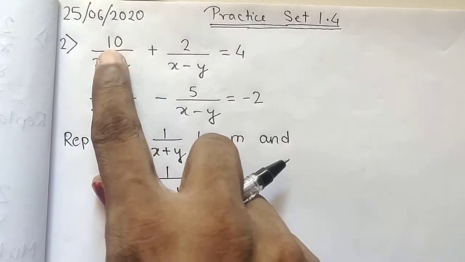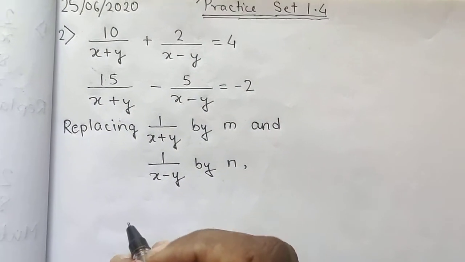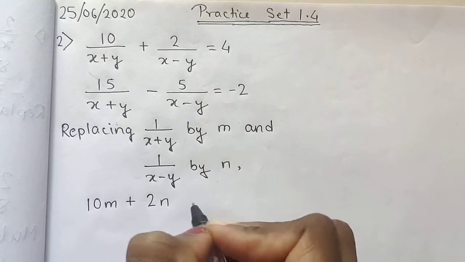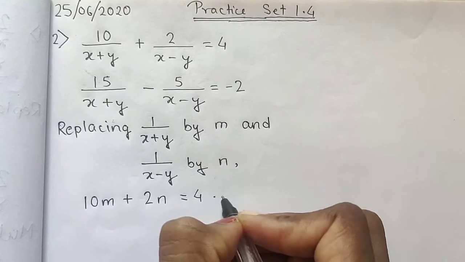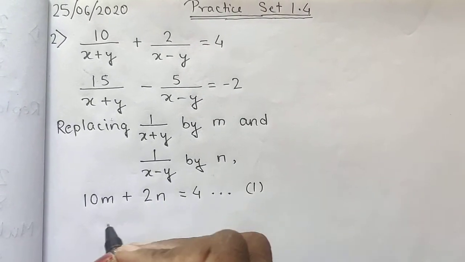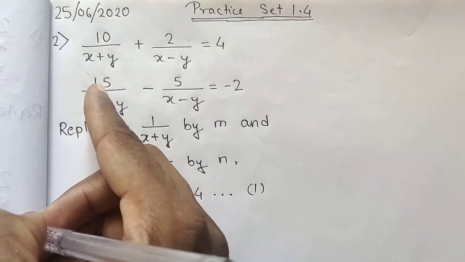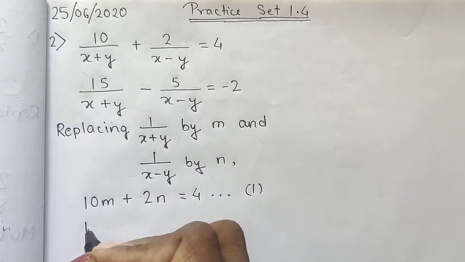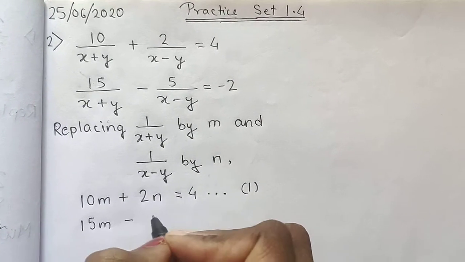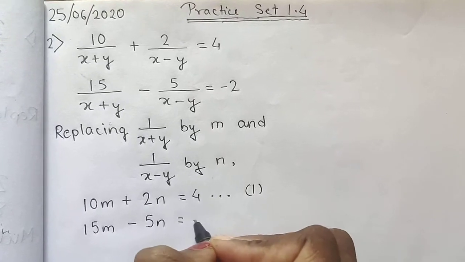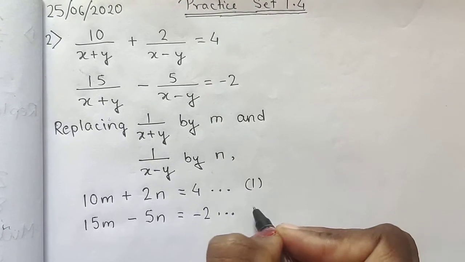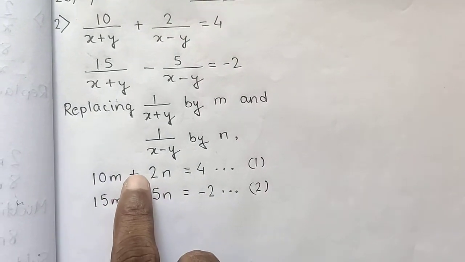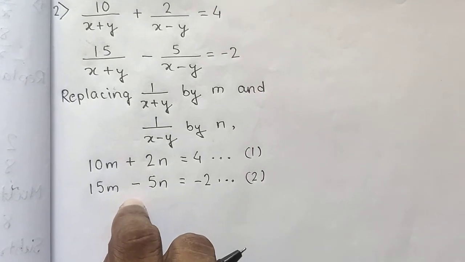So what are we getting? Here we are getting 10m plus 2n is equal to 4. Let us call it equation number 1. Similarly for the second one, you are going to get 15m minus 5n is equal to minus 2. Let us call it equation number 2. Now what we are going to do is solve equation 1 and equation 2 simultaneously.